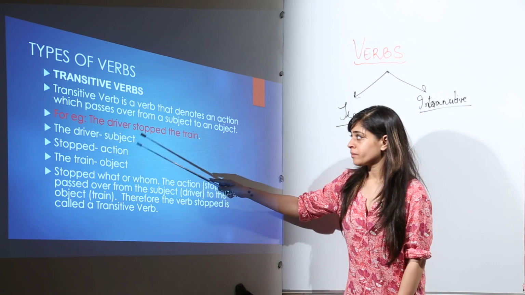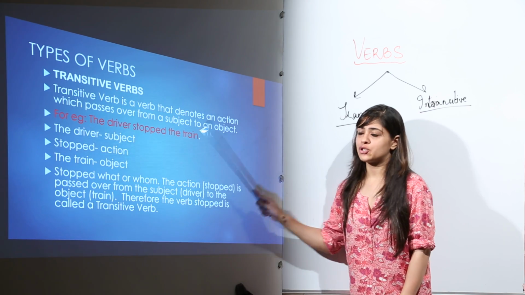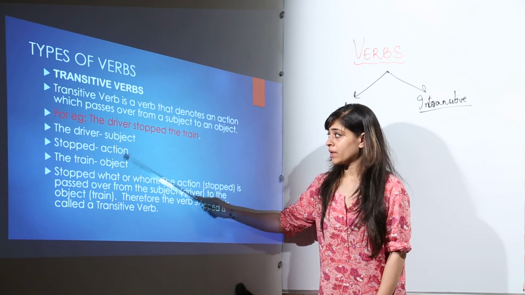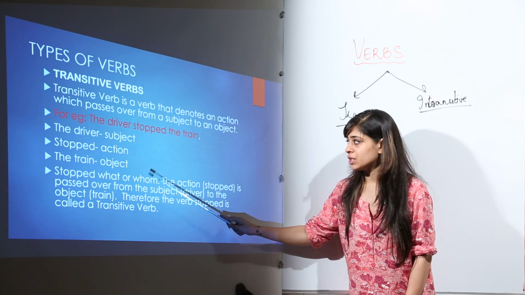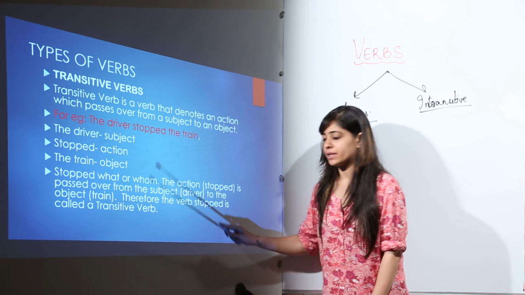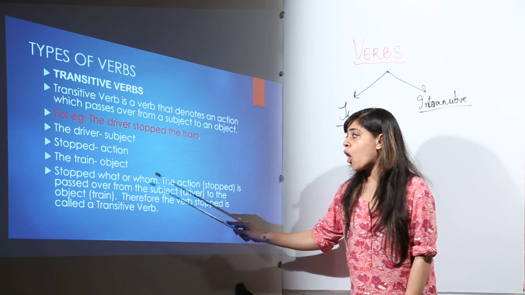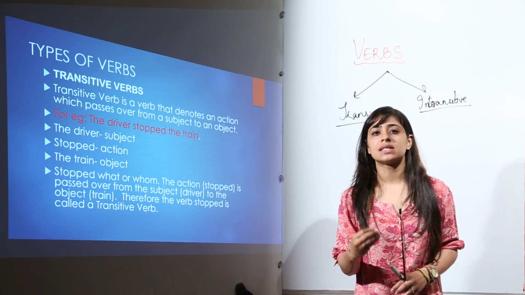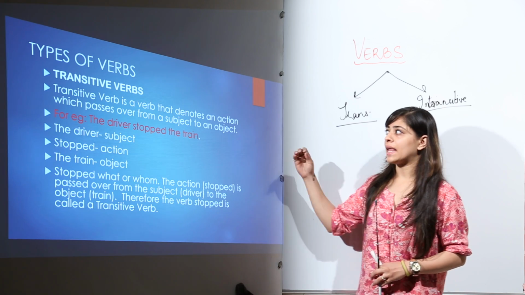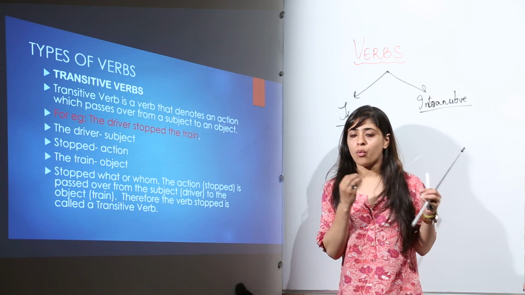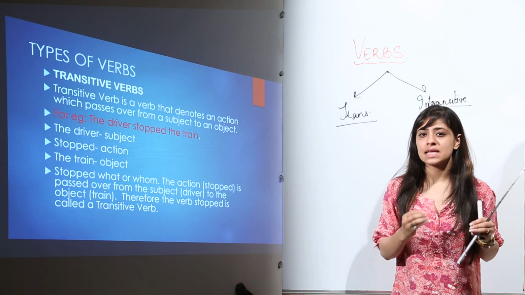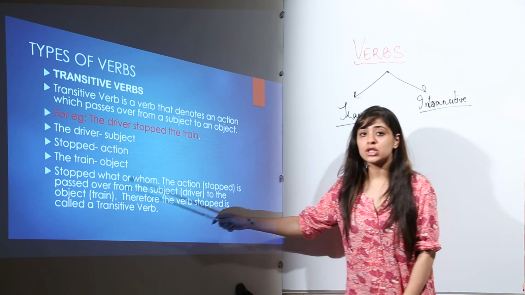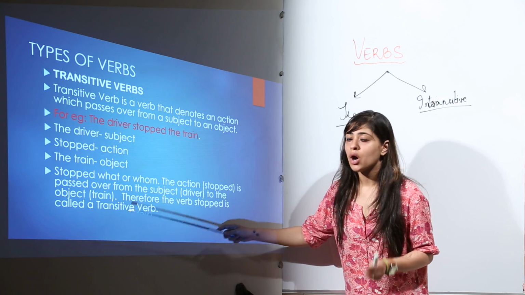For example, the driver stopped the train. Now we need to understand that the driver is the subject here, stopped is the action, and the train is the object. Now, stopped what or whom? We need to ask ourselves questions before defining the transitive verb: what the verb is doing, and to whom or what it is being done. So we ask here, stopped what or whom.